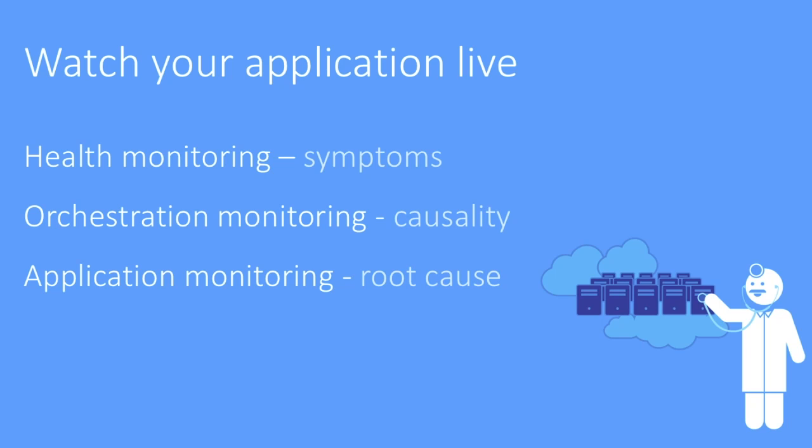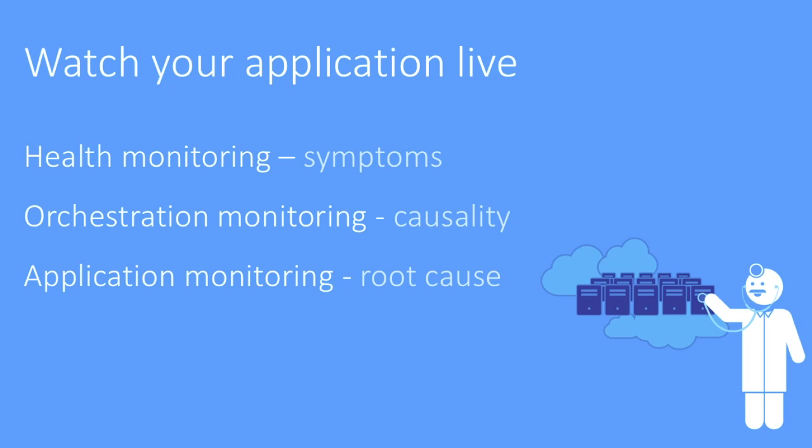Health monitoring is only there to tell you about symptoms. Services getting slow, machines getting saturated. It's not helping you to solve any problem. It's not even helping you to understand those problems. It's just giving you raw data. Number 2 is orchestration monitoring, which helps you to understand the causality of your interactions. So who's talking to whom and how these health failures are actually related to each other. And eventually application monitoring: what's my code doing? Why is my code reacting in the way that it's doing?